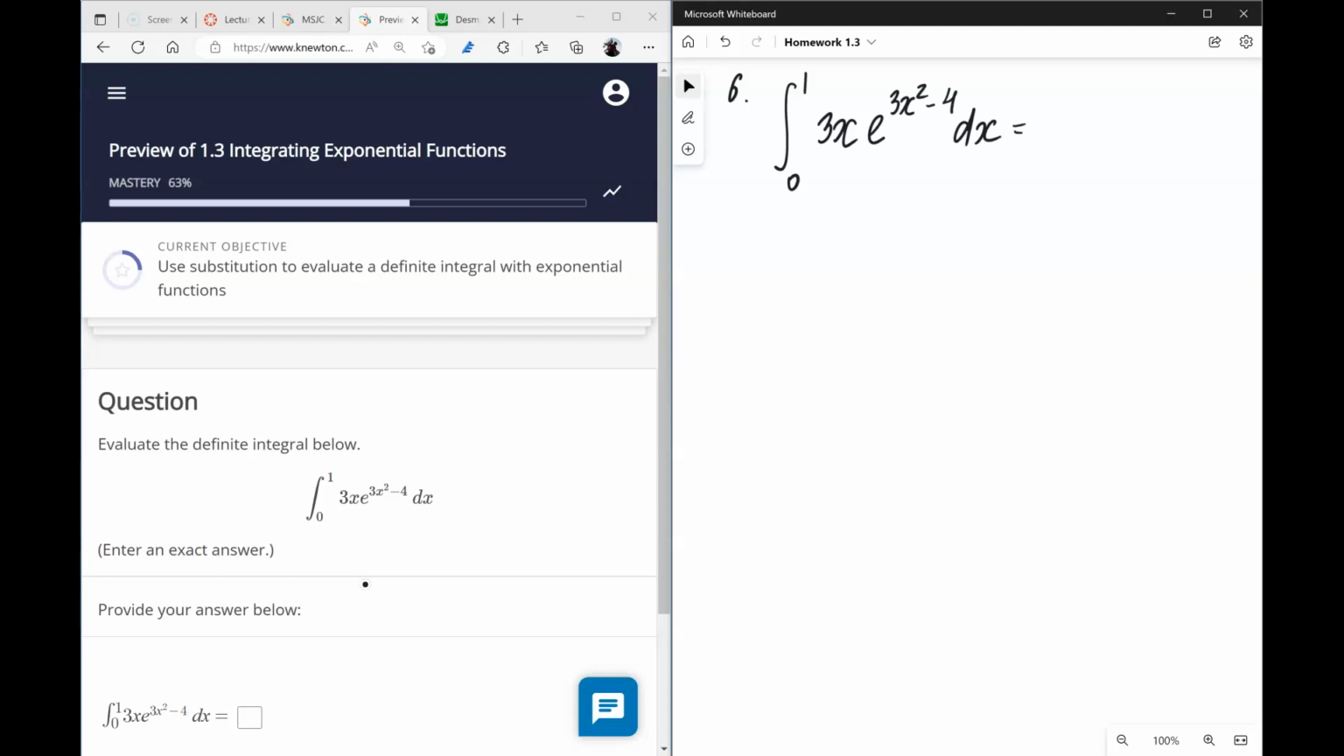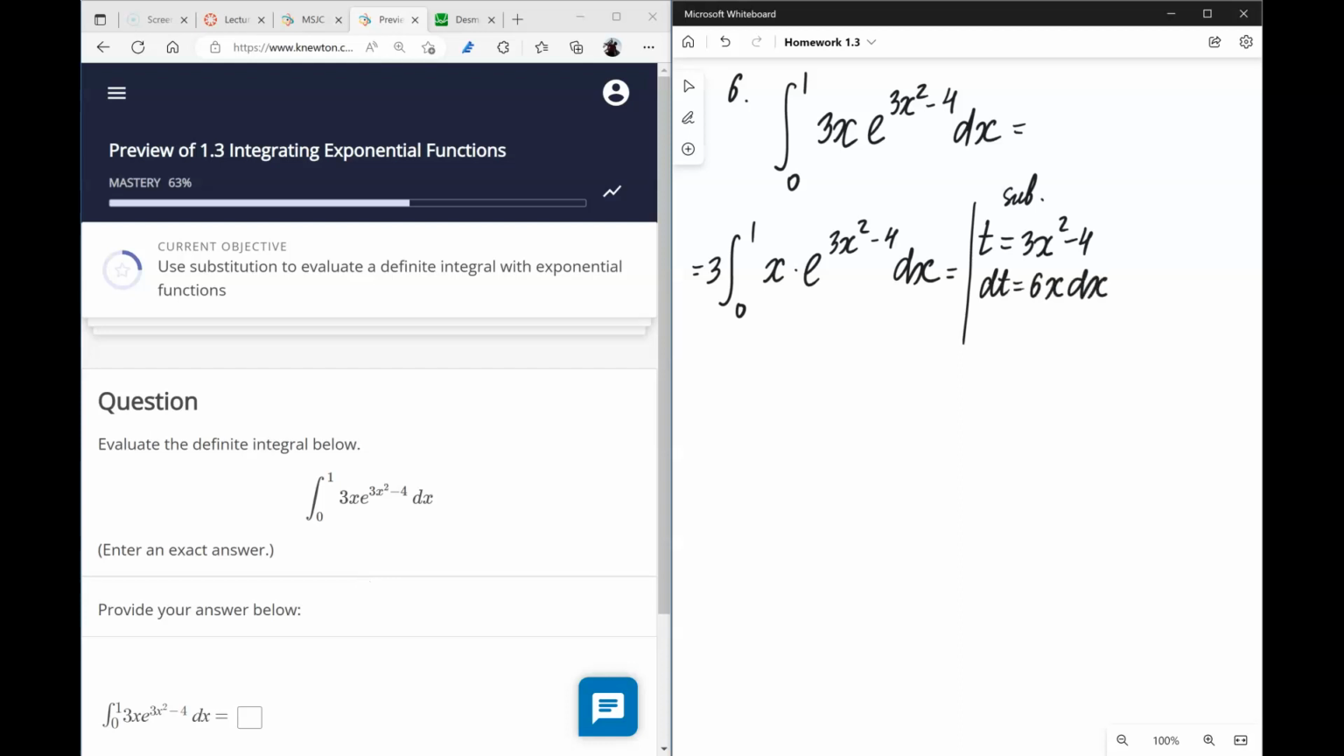In this case, so let me rewrite this problem, right? So we have 3 times integral from 0 to 1, x times e to the power 3x squared minus 4, dx. I'm going to do substitution. t is equal to 3x squared minus 4. So dt is equal to 6x dx.